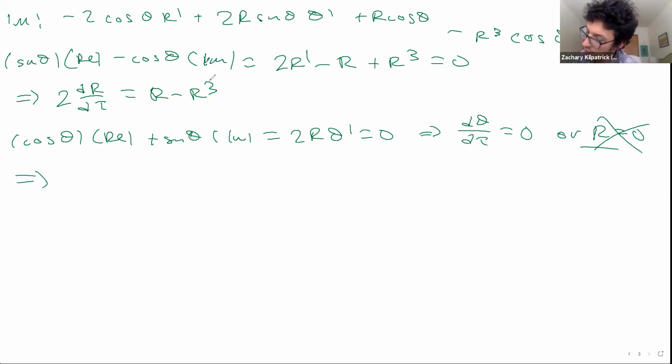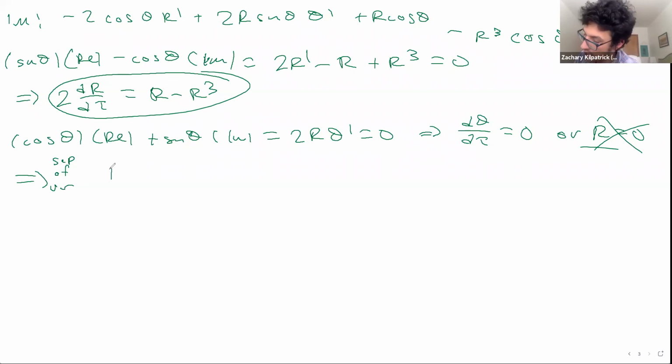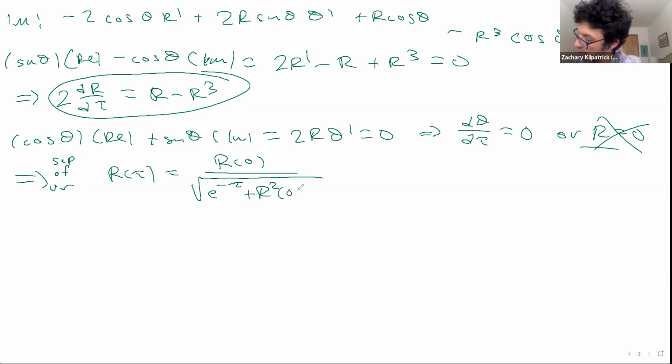We can solve this equation using separation of variables. And we get that r of tau is equal to r0 divided by the square root of e to the minus tau plus r0 squared times (1 minus e to the minus tau). And we have that theta of tau is equal to just theta 0.